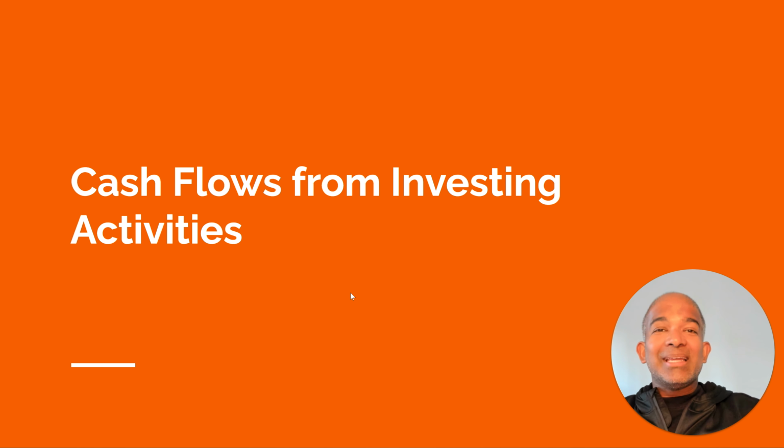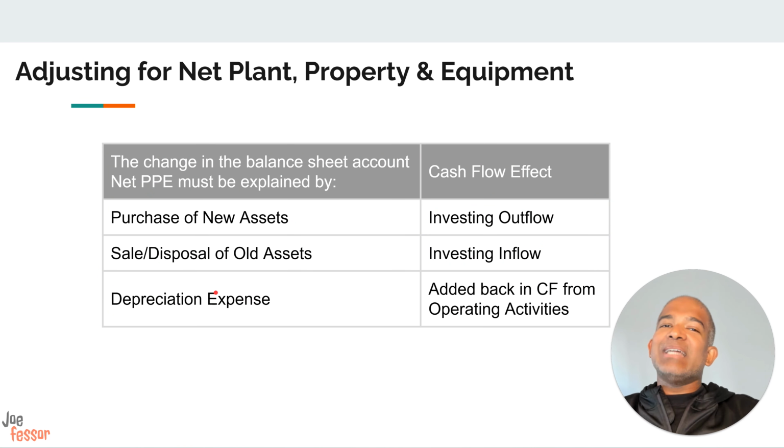We'll see that classifying these cash flows is much more straightforward as they track the acquisition and disposal of a firm's long-lived assets and non-operating investments. We're diving into the first core component of investing, which is plant, property and equipment, or PPE. We use the balance sheet account net PPE to reconcile the investing cash flows. The change in this single net account must be explained by three different things that happened during the period as shown in this slide.